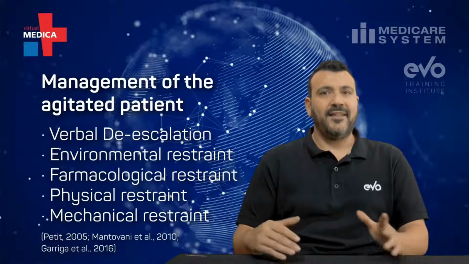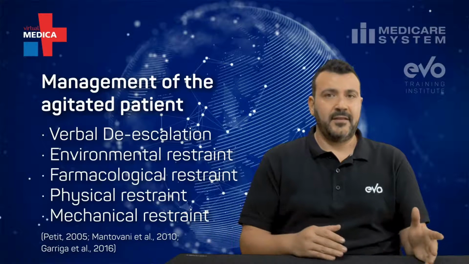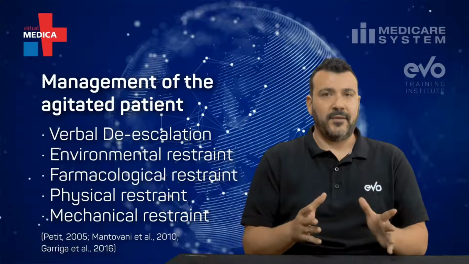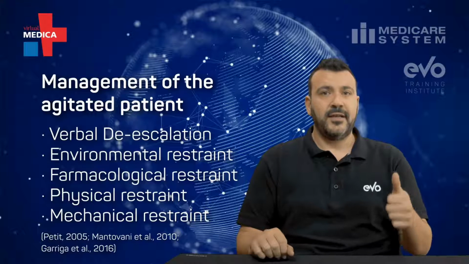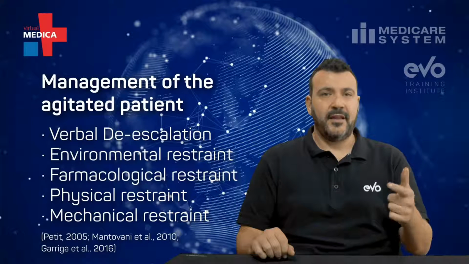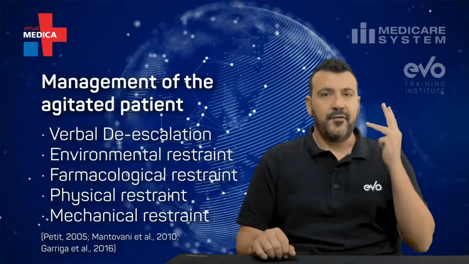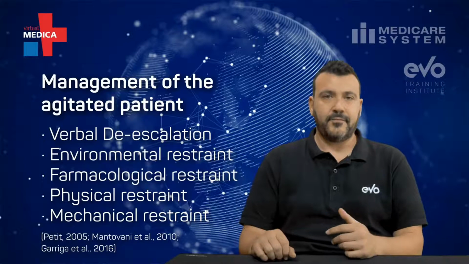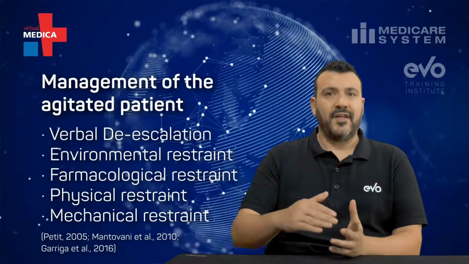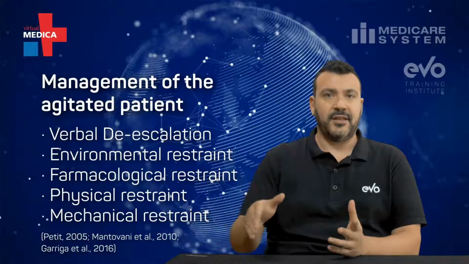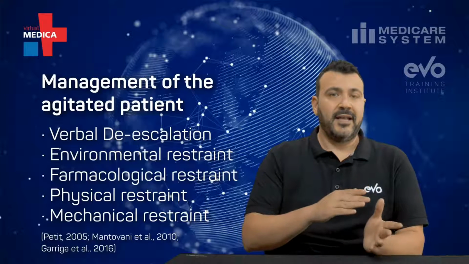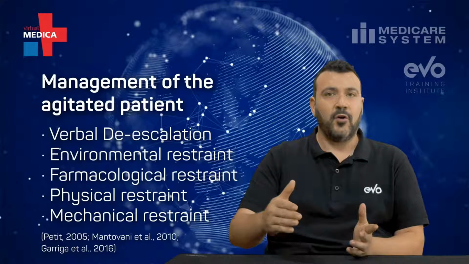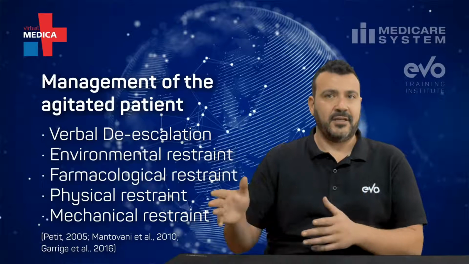The types of intervention or management of the patient in agitation escalation are the following: verbal de-escalation, environmental restraint, pharmacological restraint, physical restraint, and finally mechanical restraint. Of the phases of the agitation cycle mentioned above, each one has its specific interventions that will depend on the degree of the agitation of the patient.